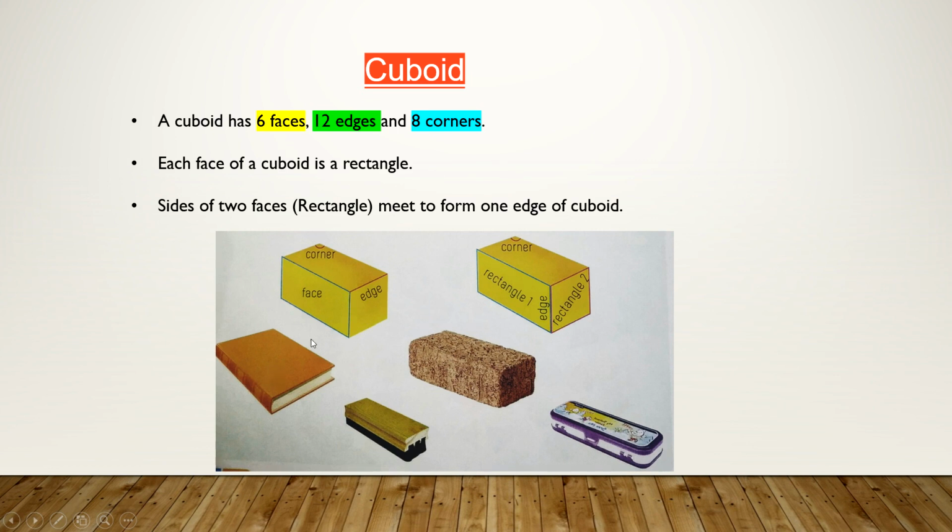And these are some examples of a cuboid. Here you can see a duster, this stone is also, this brick is also a cuboid shape.